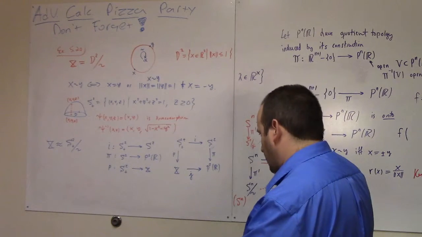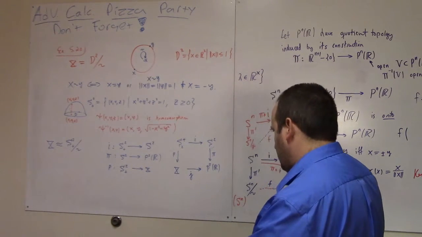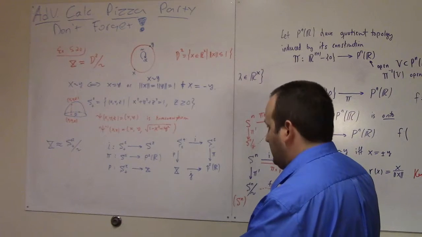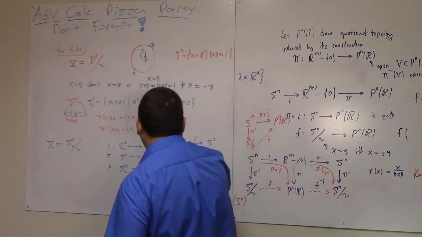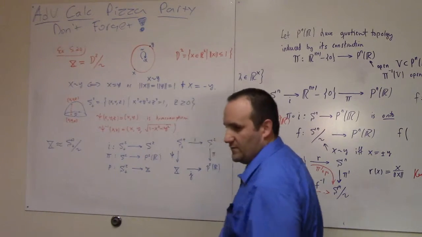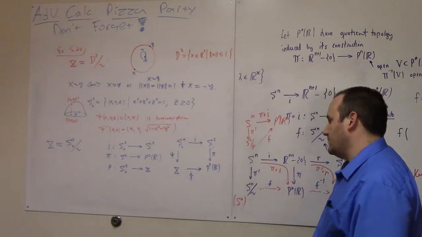I understand the map P. I think P is what I called psi, the projection map. He called it P, I called it psi. Whatever.